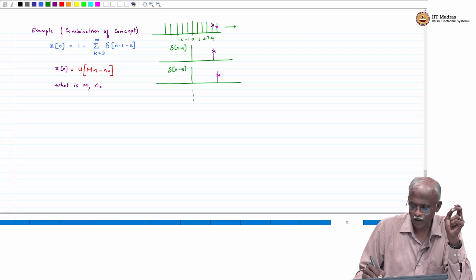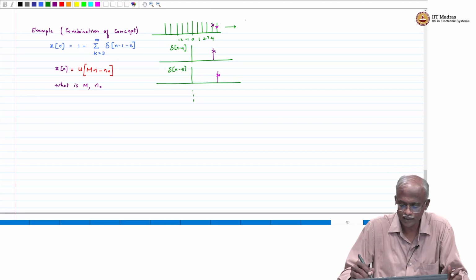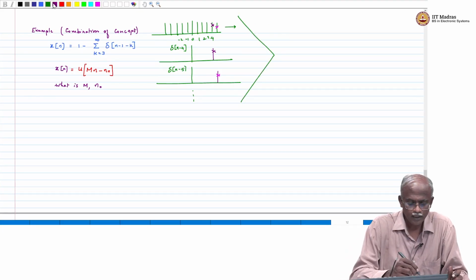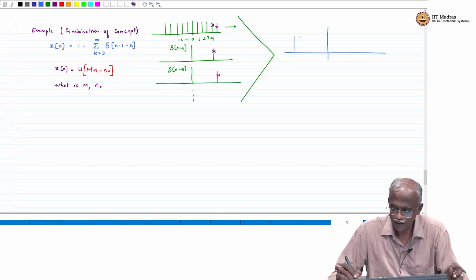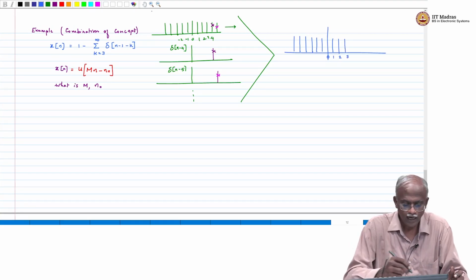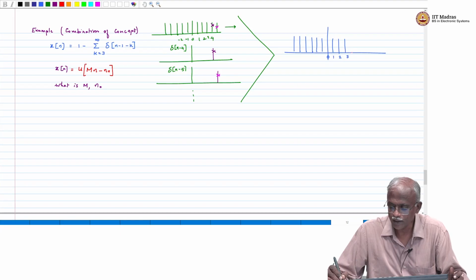And if you go on doing this, you will find that the resultant that you get is a sequence which looks like this. It has got a value equal to 1. Okay, and on the positive side, this is 0. It has this value equal to 1 for n equal to 1, n equal to 2, and for n equal to 3. After that, these delta functions will knock off, so therefore you will get 0 valued samples here.